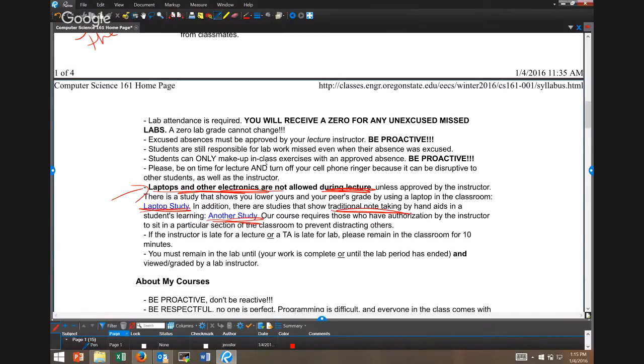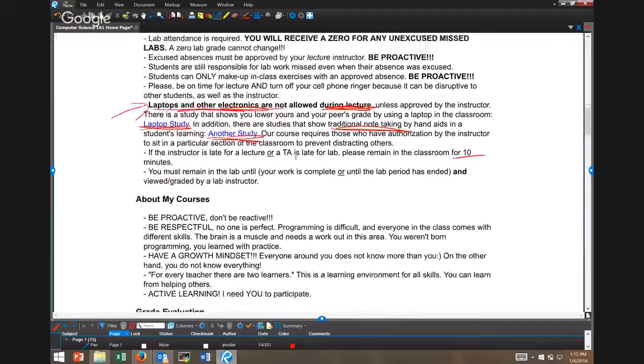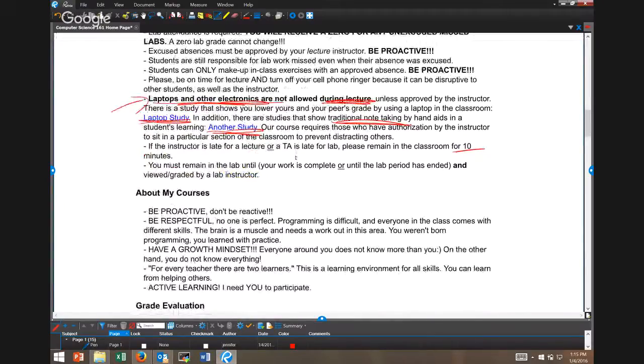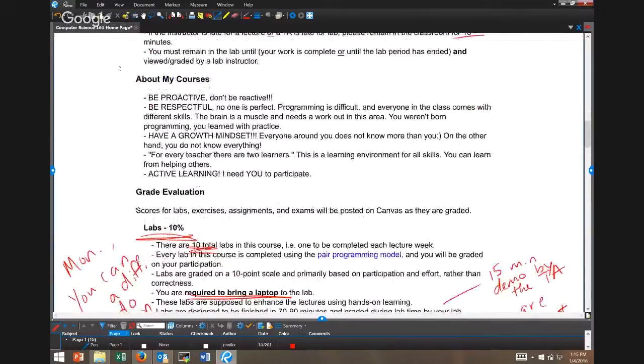If I am late for class, which has never happened, then you wait 10 minutes. For me, if I'm not there within 10 minutes, you can leave. And about my courses, one of my mottos is being proactive. Do not be reactive. That means that if you need to make up a lab, you have to let me know prior to that lab. You cannot let me know after the lab.